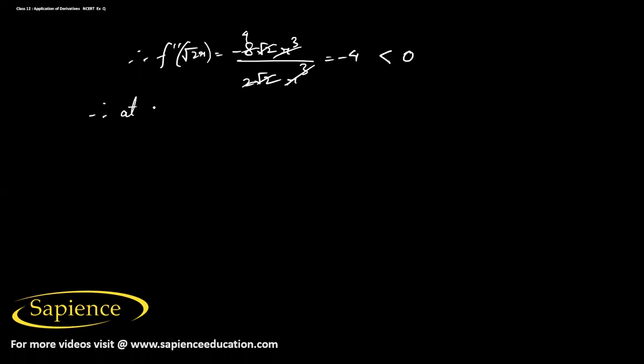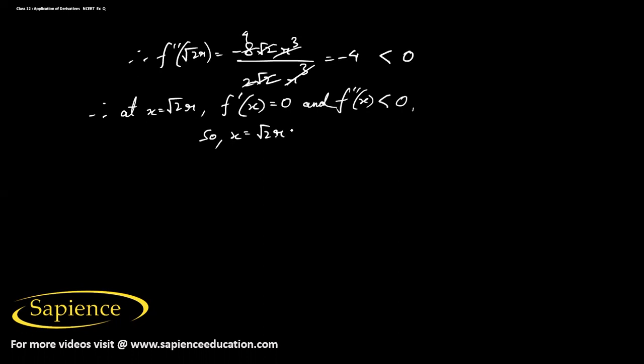So therefore we can see that at x equal to root 2r, f dash x is equal to 0 and f double dash x is less than 0. So it means that x equal to root 2r is a point of local maxima of the function f of x, which is equal to x into root over 4r square minus x square.